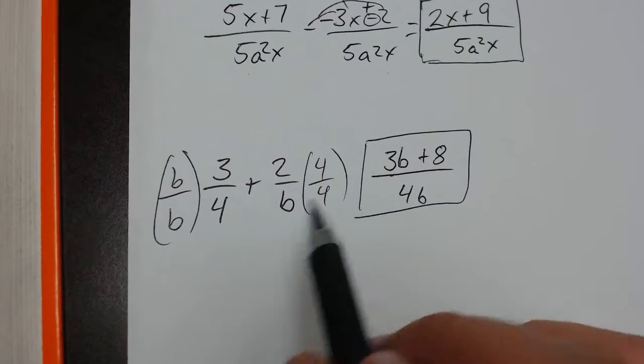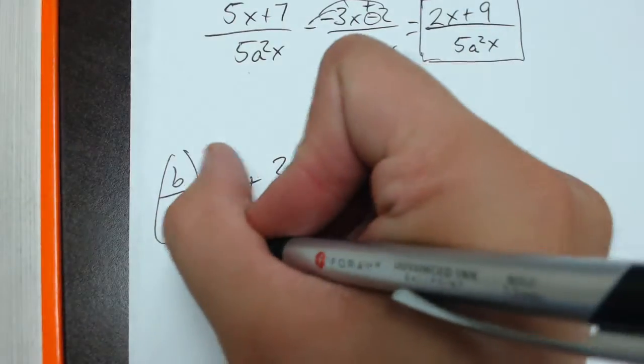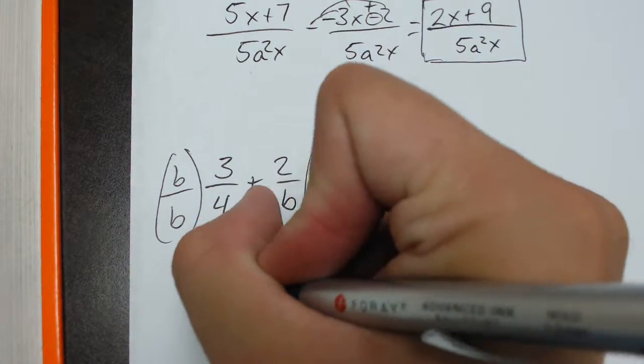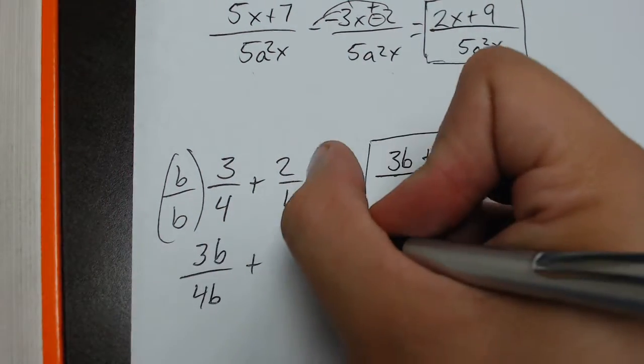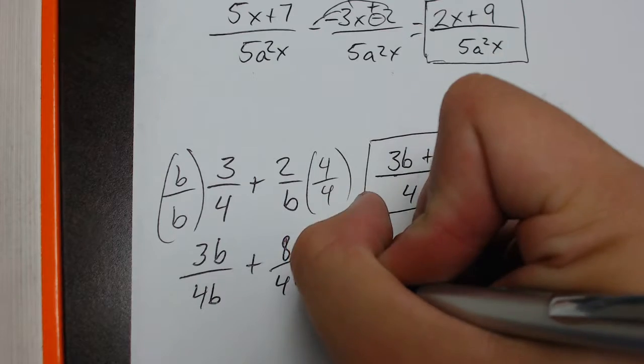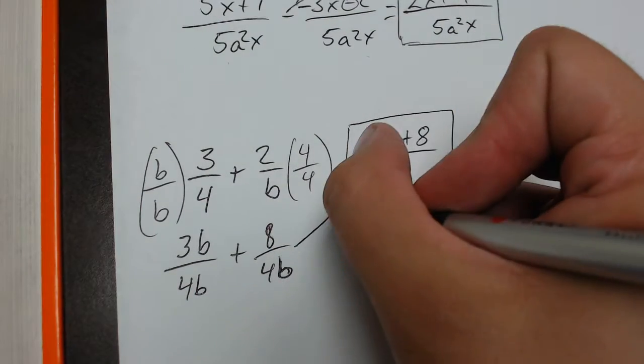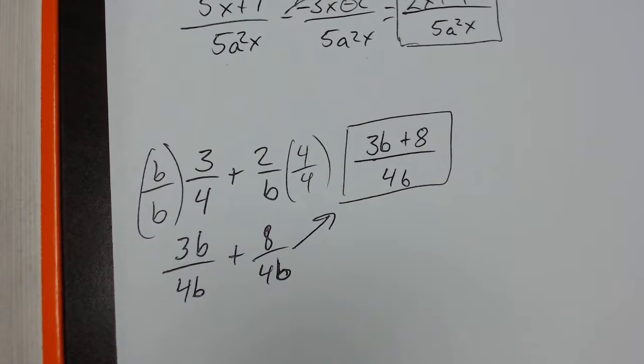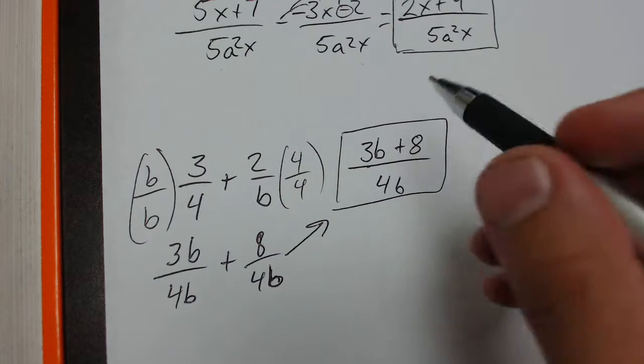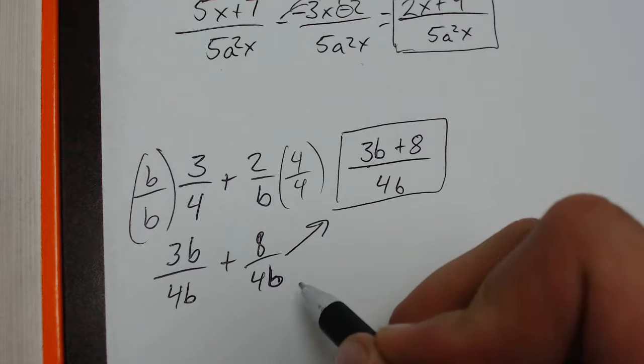So I skipped one step here. If you need to see that step, we end up getting 3b over 4b, and then 8 over 4b. Once I've got these two fractions, they've got the same denominator, and then I can add them by writing them over 1. Not the number 1, but one denominator instead of 2.